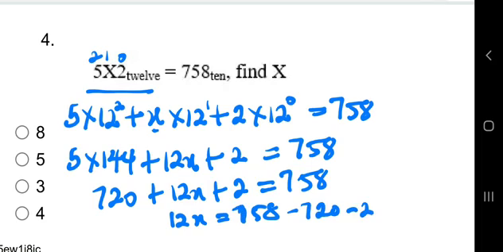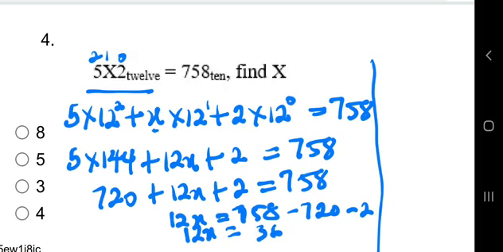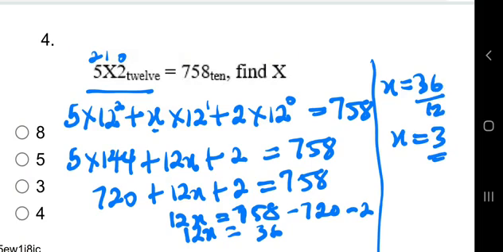So 758 minus 720 minus 2 will give us 12x equals 36. So when you divide both sides by 12, x will then be equal to 36 divided by 12. Therefore, x equals 3, which is this option here. I hope this is clear.